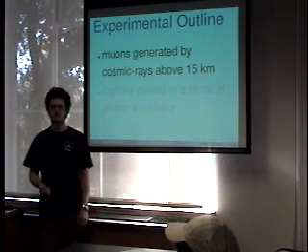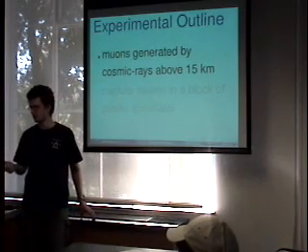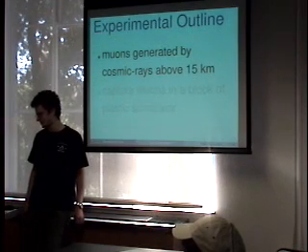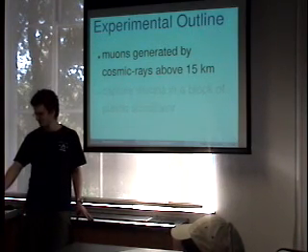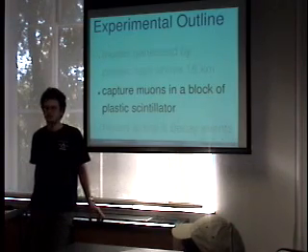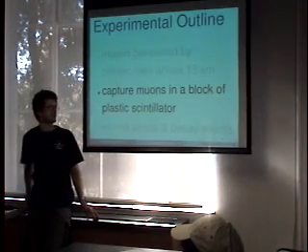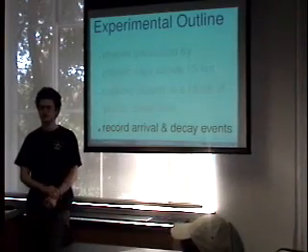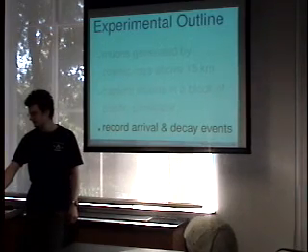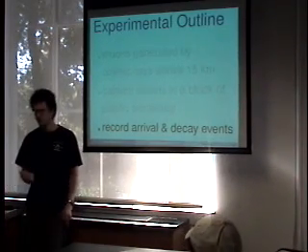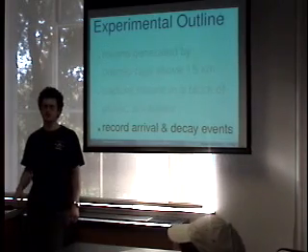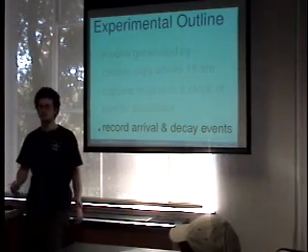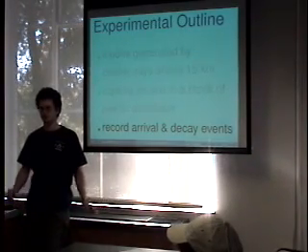So here's the basics of what we did. The muons were generated by cosmic rays, about 15 kilometers, that should say 15 kilometers above sea level. And we captured the muons in a block of plastic scintillator. And we recorded the arrival and decay events. Because the curve for radioactive decay is time translation invariant, we can get a mean lifetime out of this, even without having recorded the creation event.